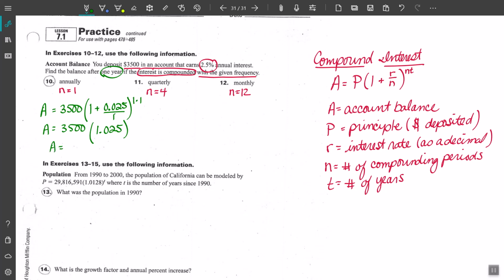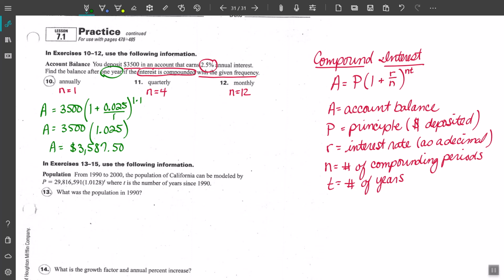Get out the calculator, multiply the two of those together, and you will get a balance of $3,587.50. Oop, that's supposed to be a decimal. So that means after 1 year, if you put $3,500 into an account that accrues at 2.5% interest, at the end of the year, doing nothing else, putting no other money in, you would have grown your account by $87.50 just in that, as that interest compounded.